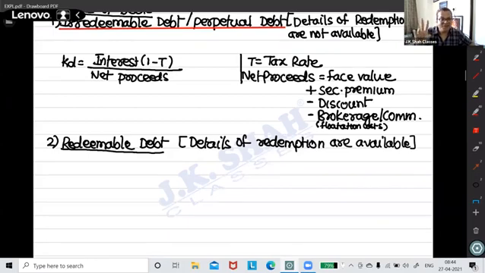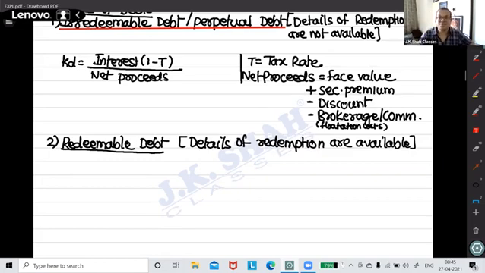Second category. When you sit on the table for discussion, would you have some past data to evaluate your own proposal? Yes. So details of redemption will be available. You will know well how you will be able to redeem or repay your loan. From the student point of view, yes, it will be printed in the question: the loan is redeemable within 10 years.